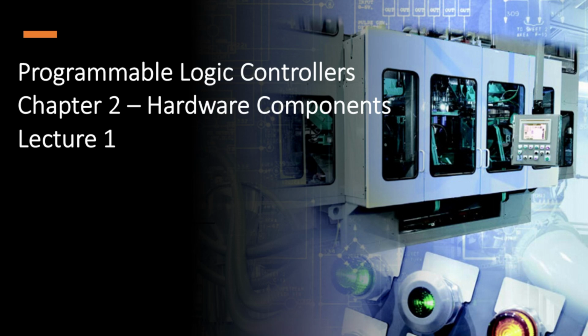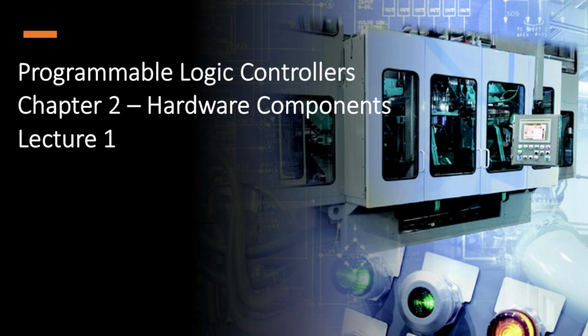Today, we're going to take a deeper look at the hardware components of a programmable logic controller, or PLC. Up to this point, we've talked about what PLCs are and why they are used in industry. But in order to fully understand how a PLC works, we need to break it down into its individual parts. Think of it like looking under the hood of a car. If you know the parts and how they connect, you can understand how the system functions as a whole.